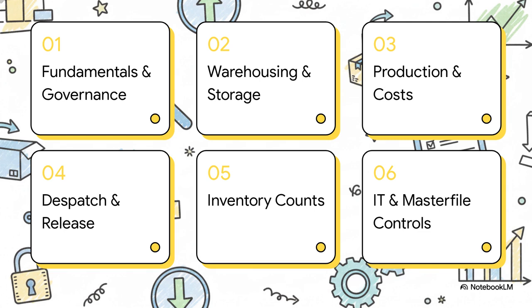So, here's our roadmap for today. 1. Cycle fundamentals and governance. 2. Warehousing, custody and storage. 3. Production, controlling the costs. 4. Dispatch, releasing the inventory. 5. Inventory counts and verification. And finally, 6. IT controls and master files.